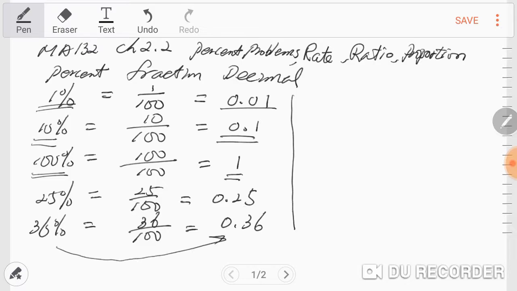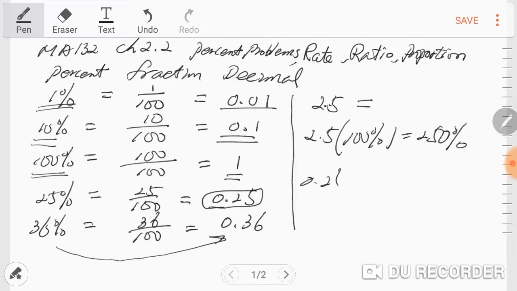How about from decimal to percent? Here it is 2.5. Then 2.5 is equivalent to what percent? Multiply 2.5 by 100%, and that is 250%. How about this number, 0.25? Then multiply 0.25 by 100%, and there will be 25%, which is this one.